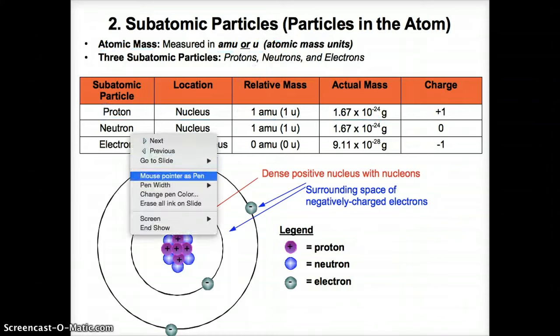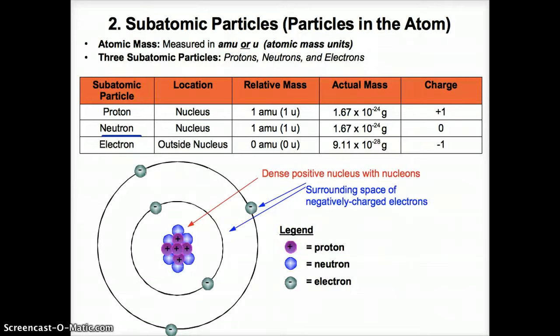Next, we have neutrons, shown by the blue neutral spheres in the center of the atom. That proves that neutrons are located inside the nucleus, just like the protons are. Each neutron has a relative mass of 1 AMU or 1 U, and the actual mass of each neutron in grams is 1.67 times 10 to the negative 24th grams. And the charge of each neutron is 0. The way you can remember this is neutron sounds like neutral. And mathematically, what number do you think would best represent neutral? I would say 0, so that's how you remember that the charge of each neutron is 0.